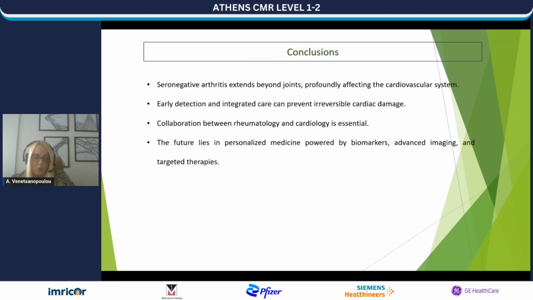So, to conclude, we must take into account that seronegative arthritis is not just a joint disease. It profoundly affects the heart. We know that very well now. But with early detection, integrated care, and patient education, we can prevent irreversible cardiac damage. Collaboration between rheumatologists and cardiologists is essential, and with a team-based, patient-centered approach, we can protect both joints and hearts and make a real difference in the lives of our patients.